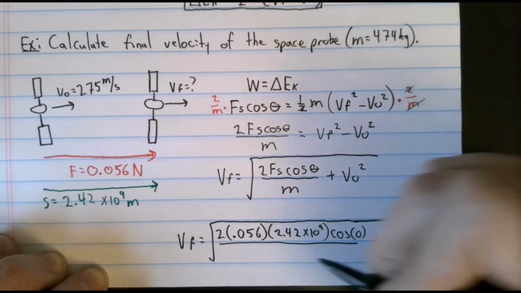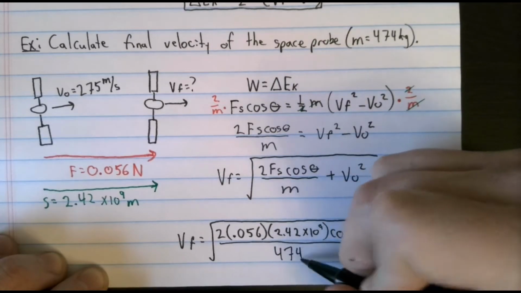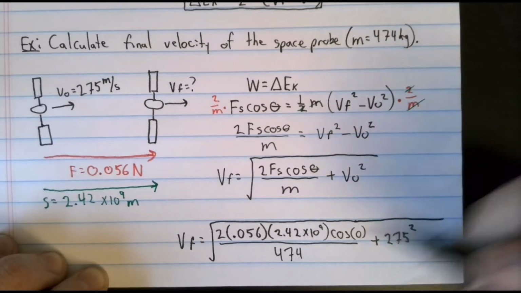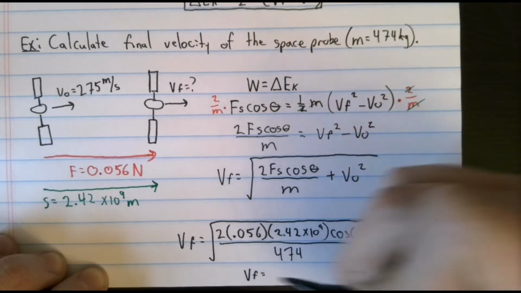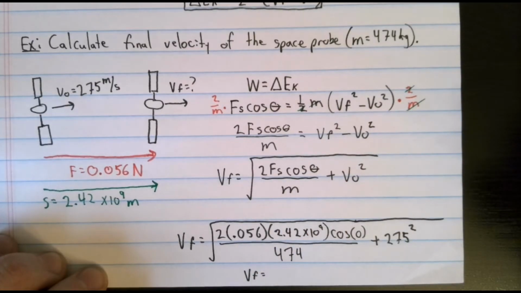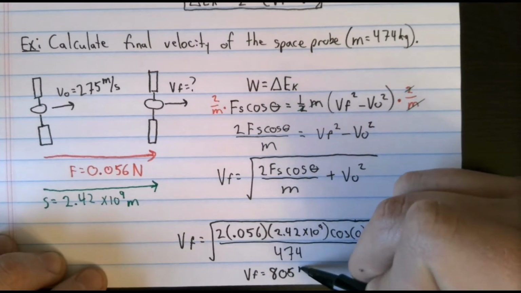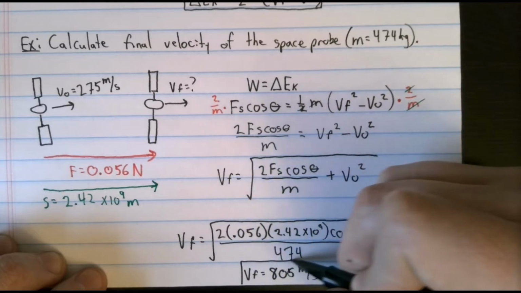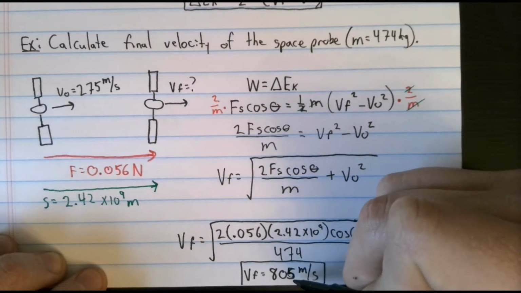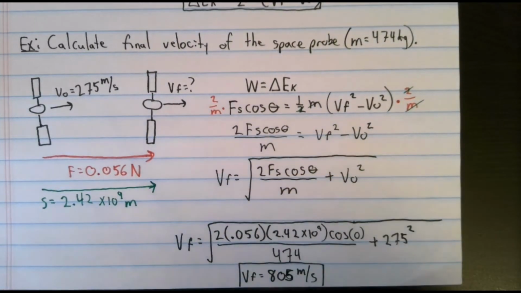Where am I getting 474? That's the mass, 474. So our final answer is 805. Give it a couple tries in your calculator, but like I said, this is pretty advanced with the scientific notation. I'm not putting this question on quizzes or anything. Should get 805, 804.6.